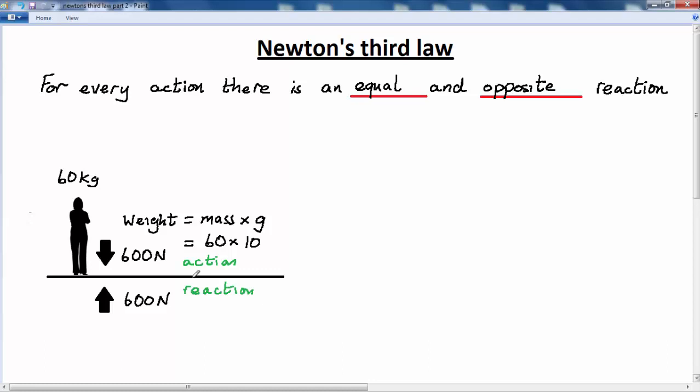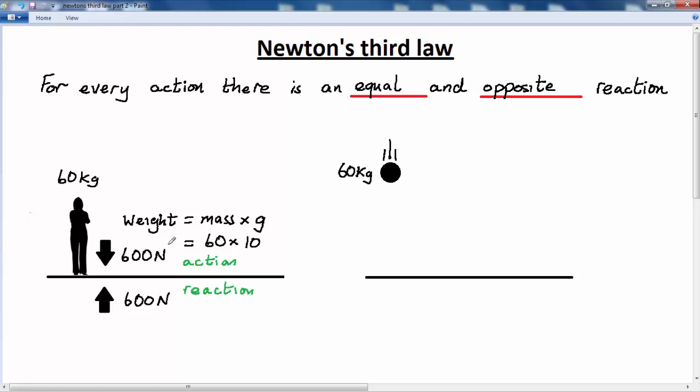And you say, well, that's fine, that makes sense. We've got a force pushing down and an equal force pushing up. The forces are balanced, the woman's not moving. But what about this situation? Here I've got an object that's moving, a 60 kilogram cannonball. And you'd say, well, surely the forces aren't balanced in this situation, otherwise the cannonball wouldn't be moving.